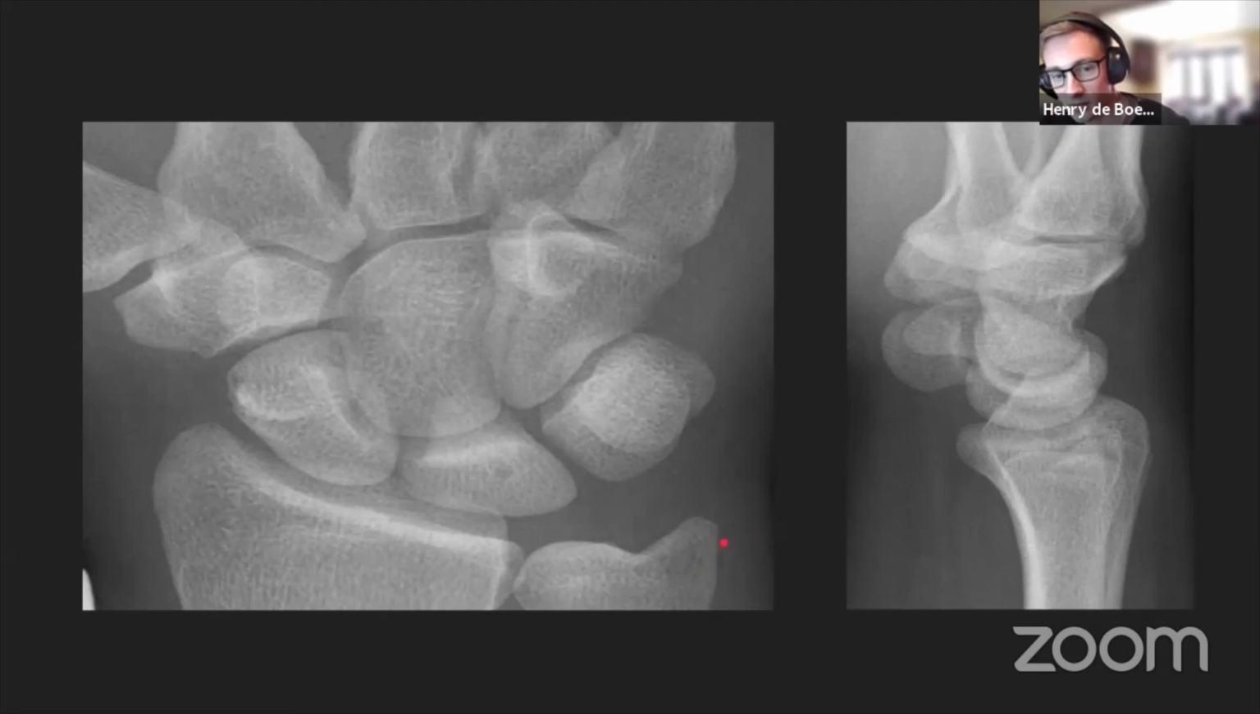Okay, so this one is normal. Capitate dislocation. So here's the capitate. Here's the lunate. There's the radius. So they're all in a line. So this is normal.